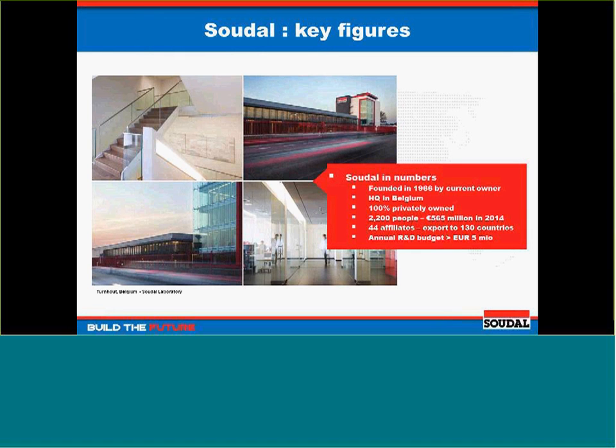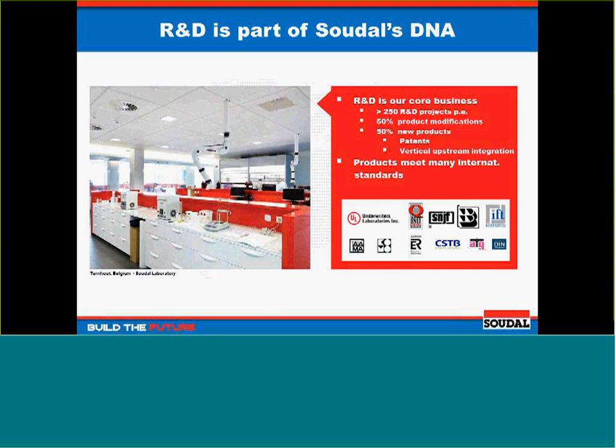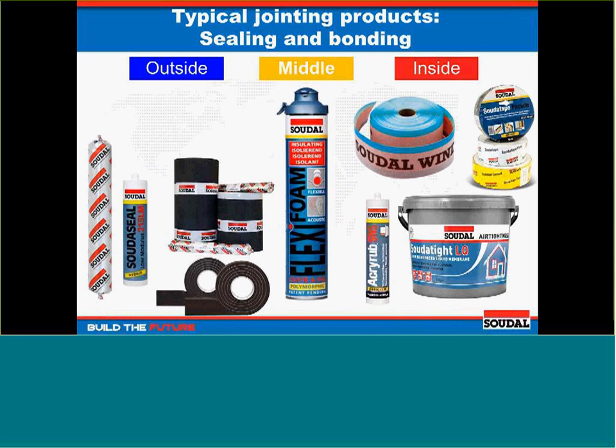Some key figures. We are a family-run business, however, 2,200 people strong. Well represented in many other countries. As we are developing building chemicals, R&D is of course very important to us, and we are investing a lot in this. This is a laboratory in Belgium. Of course, we are working together with a lot of other institutes, foreign institutes, to meet the necessary standards and quality labels.